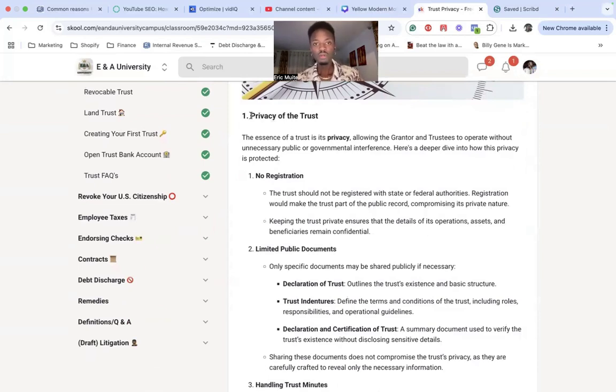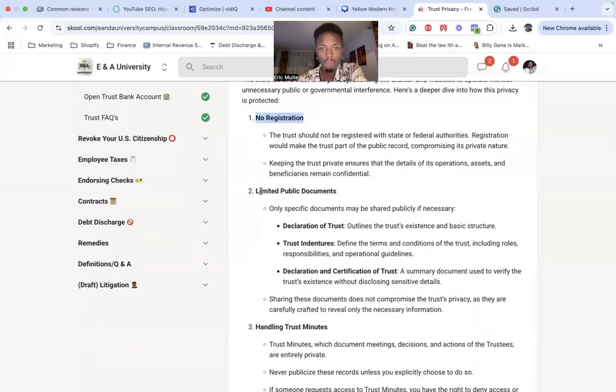So the privacy of it, right? There's no registration. So when it comes to having a trust, you can't register it. It's just like your vehicle. If you register your vehicle, it now becomes part of the state. It becomes public record. It goes from being private to public. So if you ever run into a situation where you're creating a trust and they're requiring that you register it, you don't do that, right? Because it's no longer going to be a private nature. It's not going to be a private instrument, right? So you always want to avoid registration, right?